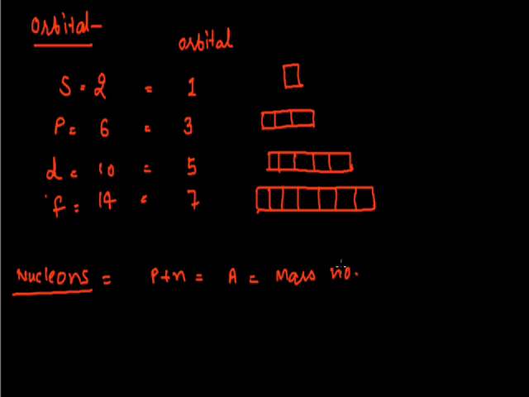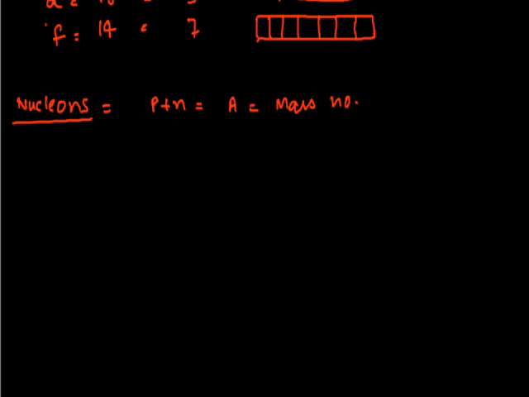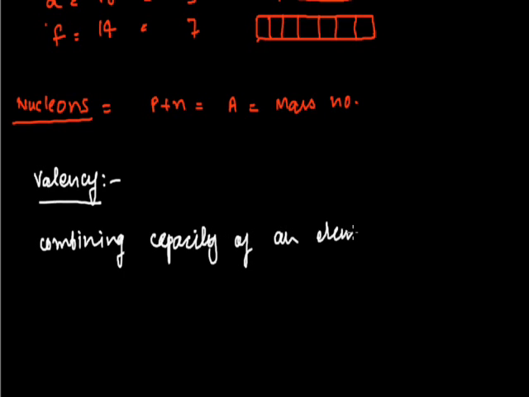Now we will see the valency. Valency of an element is the combining capacity of the atom of the element with the atom of the same or different elements. And the combining capacity is explained in terms of their tendency to attain a fulfilled outermost shell, which is octet or duplet. So valency is nothing but a combining capacity of an element with another element or the same element.